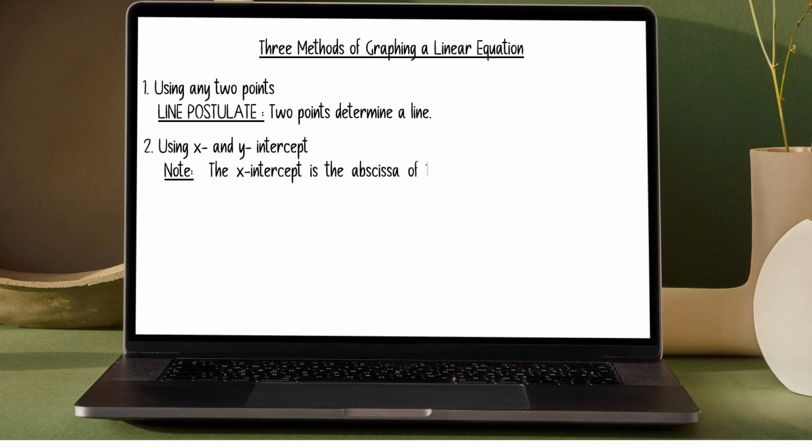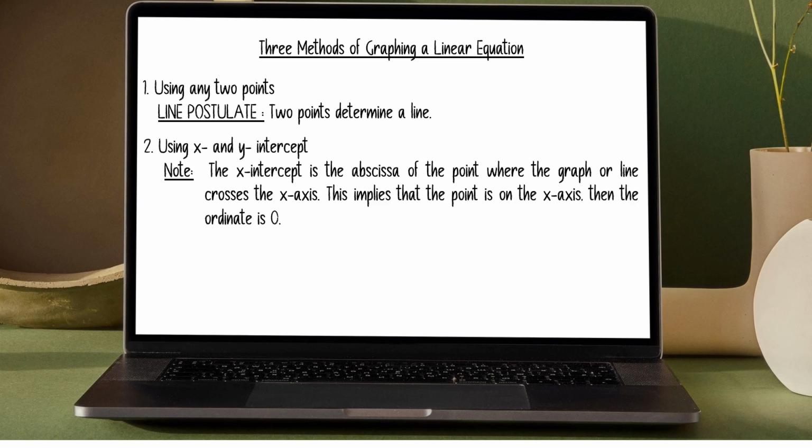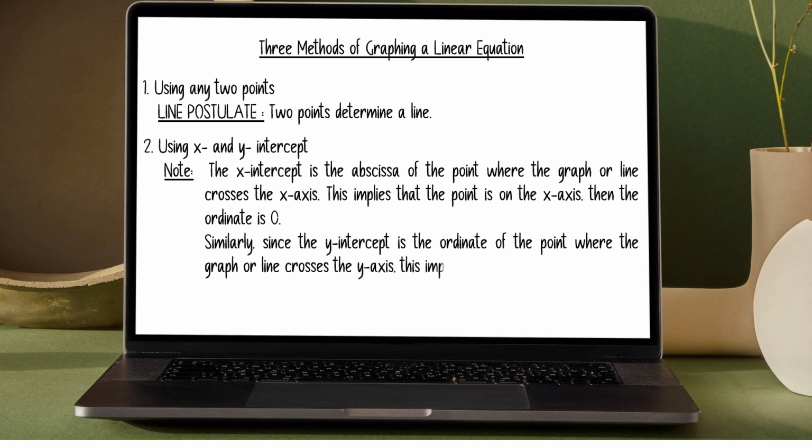The second method of graphing a linear equation is using x and y intercept. Note that the x-intercept is the abscissa of the point where the graph or line crosses the x-axis. This implies that the point is on the x-axis, then the ordinate is 0. Similarly, since the y-intercept is the ordinate of the point where the graph or line crosses the y-axis, this implies that the point is on the y-axis, hence the abscissa is 0.